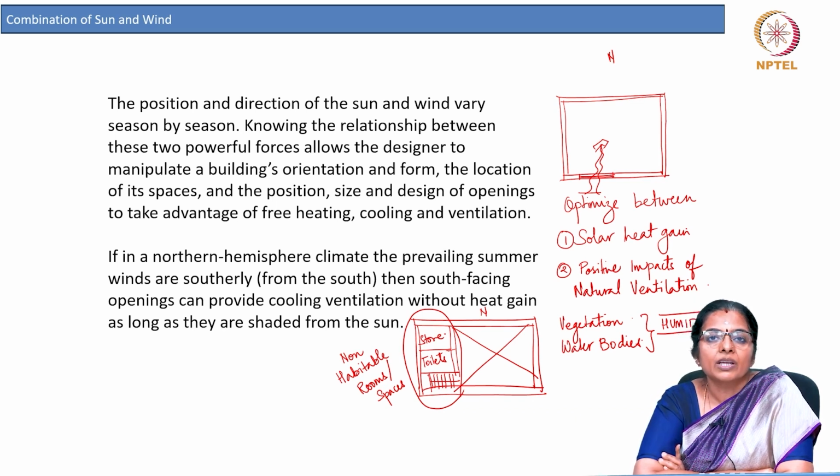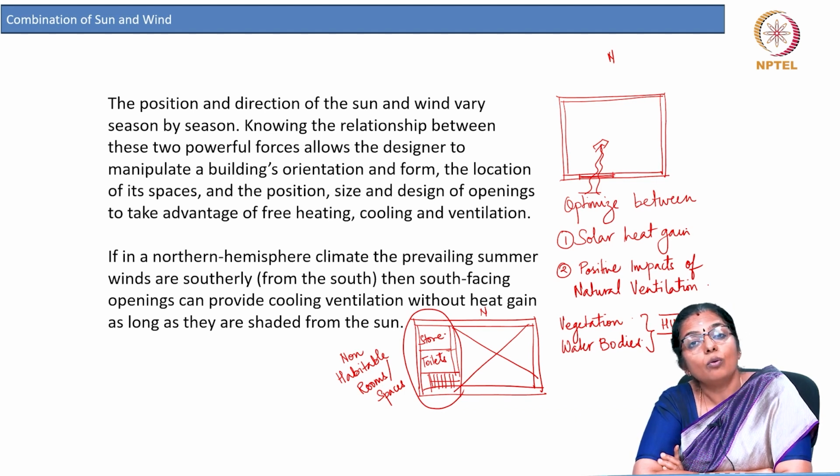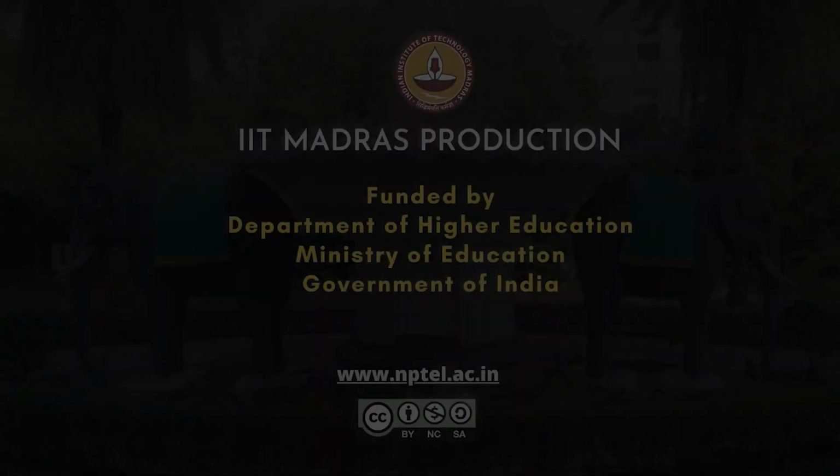Today we saw just a glimpse of all the passive techniques that we can use, and we started with the introduction of how orientation can form an important passive element and determining factor. In the next class, we will see how orientation and form can be used as a passive technique for a better design. Thank you.